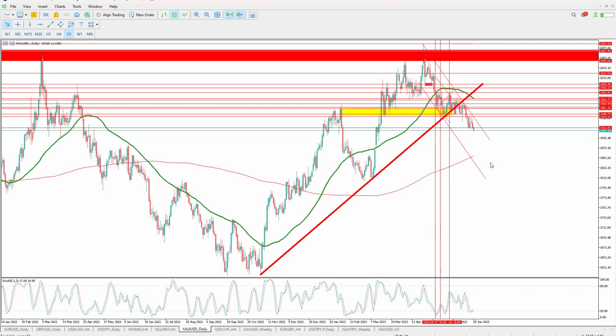I think this is where I'd be looking for some evidence whether I can go long or short, but I'll just be waiting for the pair to show up evidence maybe above this area. Let's see what's going to happen.